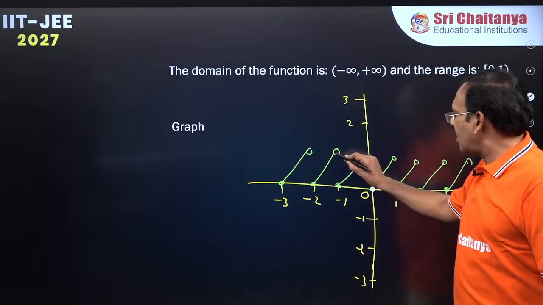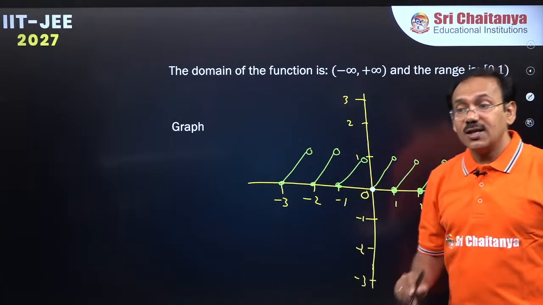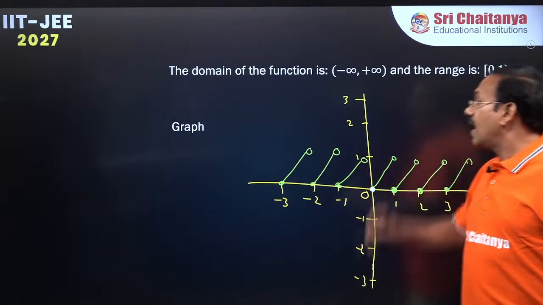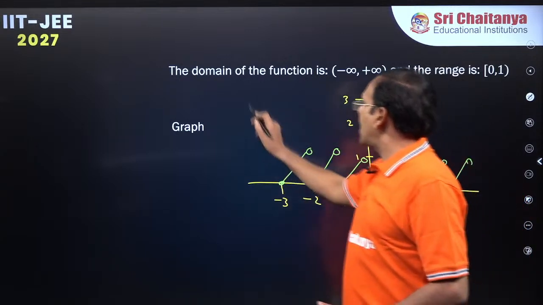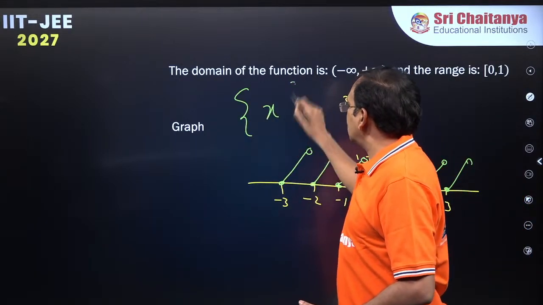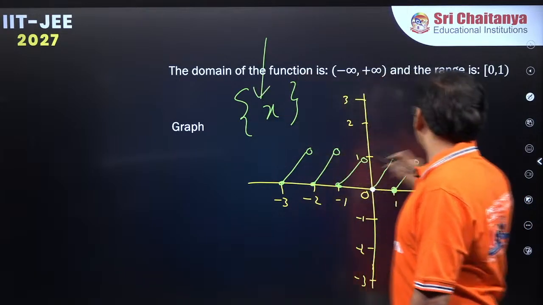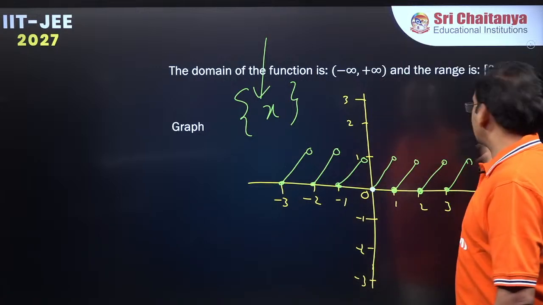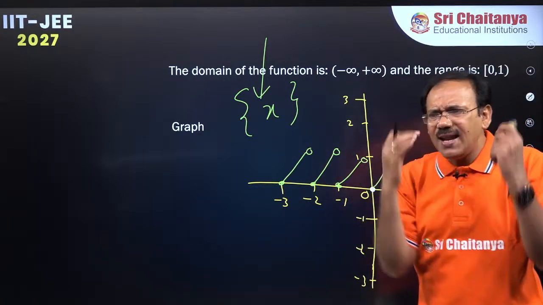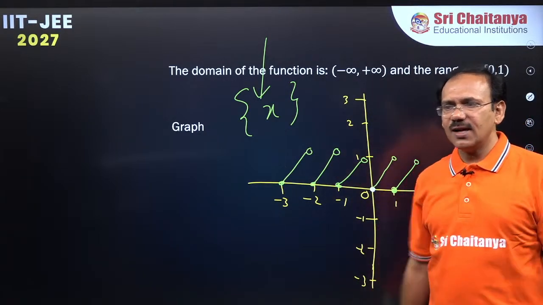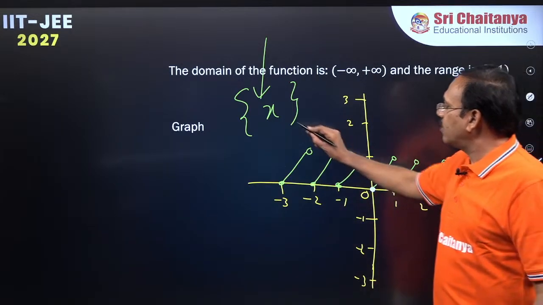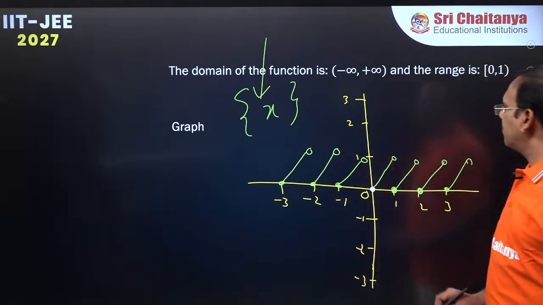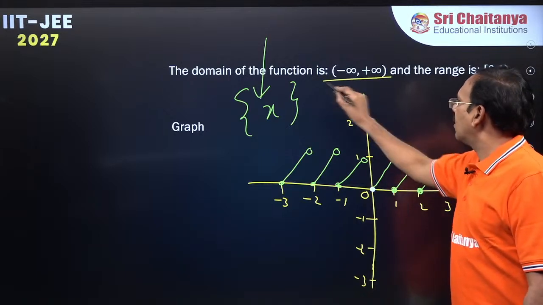From the graph, just observe what its domain and range are. What do you mean by domain, dear students? What numbers can be given as input in fractional part of x? You can give any real number. So x can be any real number, and the domain is R.